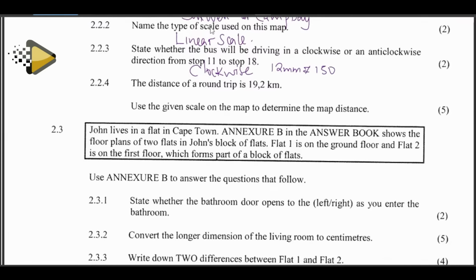You understand? If you measure that scale, so this equals 500 meters. Let's change this to kilometers. Whereby we shall say if you have 12 millimeters, you have 0.5 kilometers. And the trip has 19.2. What shall we do? This goes with that. So you multiply 12 times 19.2.